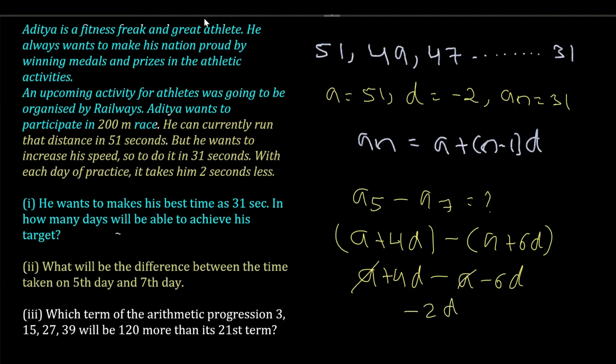And what is d over here? d is minus 2. So if I replace d with minus 2, that is 4. So 4 seconds is the answer. The difference in time they are asking. So it's 4 seconds we should write over here. That is 4 seconds.